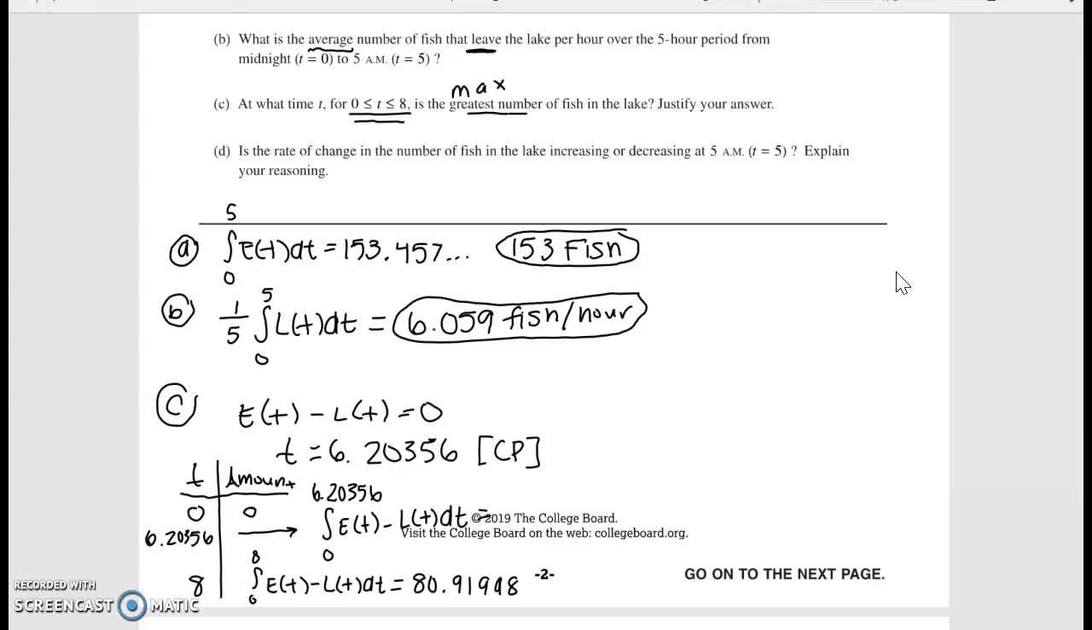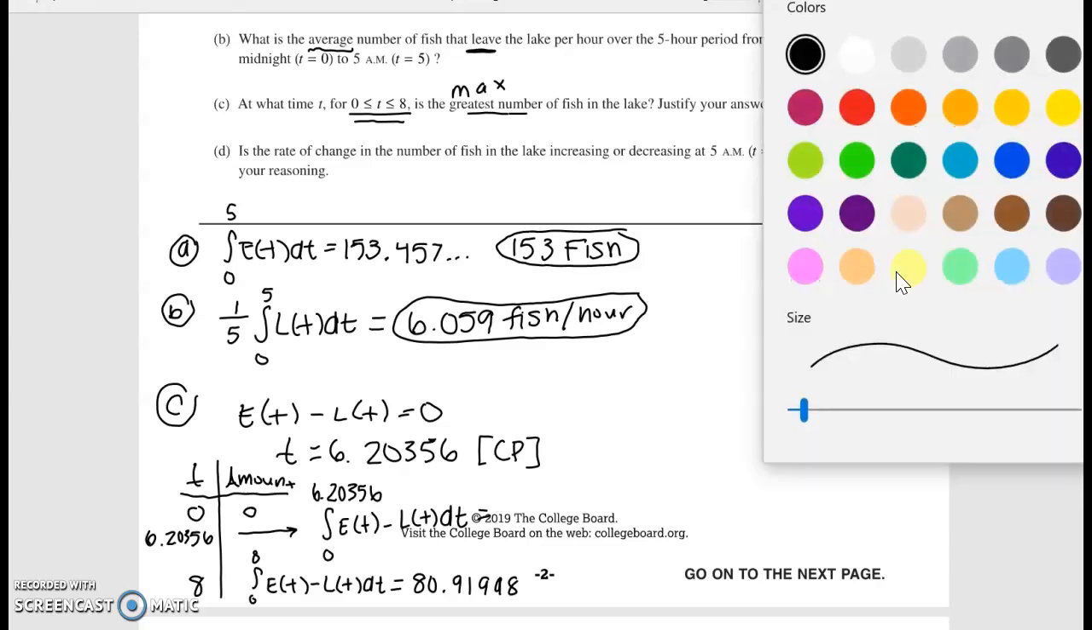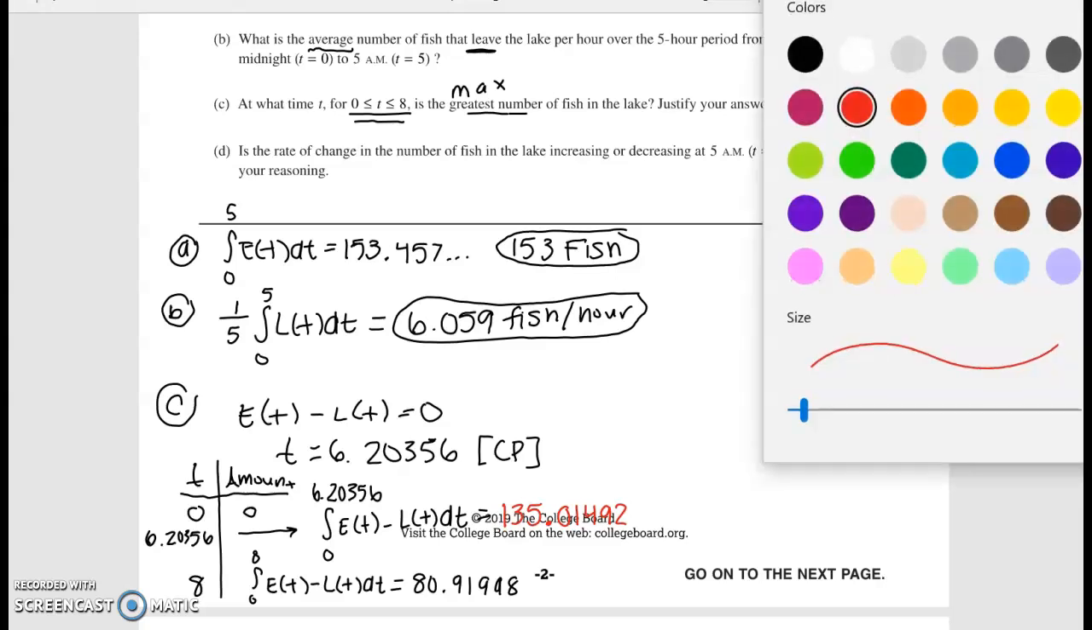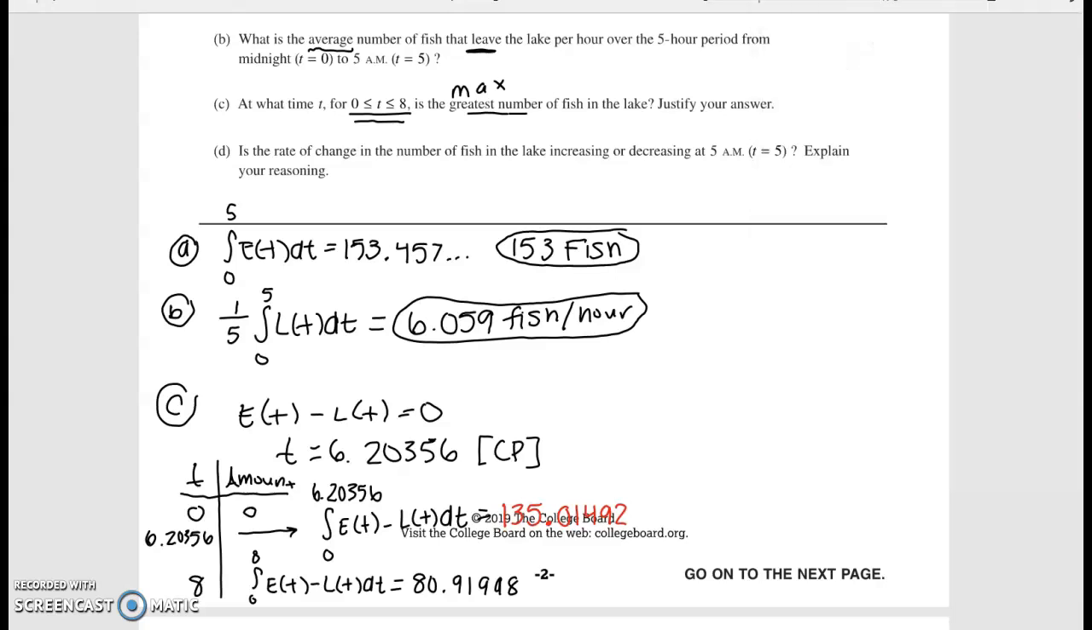And we're going to get, let me pick a different color so it stands out, if it will let me. There it goes. That one. We're going to get 135.01492 fish. So, the greatest number of fish in the lake is at this time right here. At time 6.204, because we're going to round to 3 decimal spots.